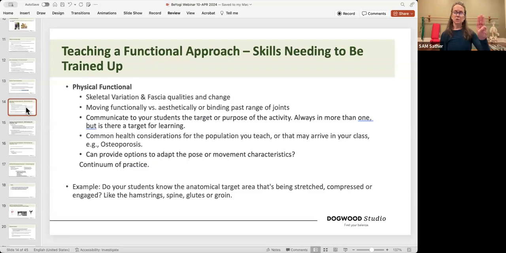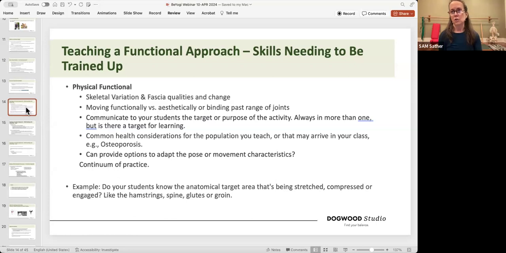So there's three things I'm going to talk about right now. In teaching a functional approach, for me, there's three components that you need to train up. So find the teachers that can help you train these up. And I have a blend of teachers for sure.